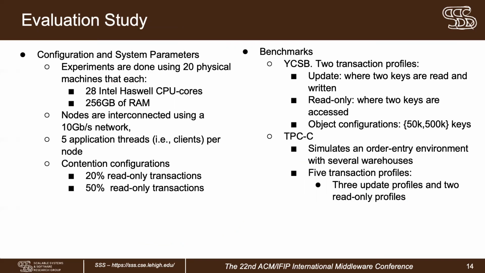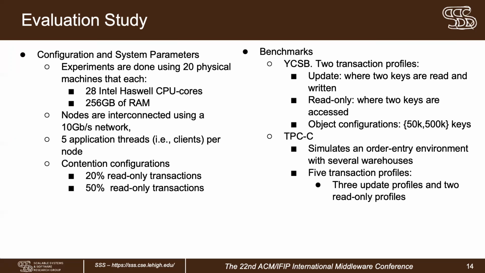Here we show our evaluation studies. Our experiments are done using 20 physical machines. Each machine has 28 Intel Haswell CPU cores and 256 GB of RAM. Nodes are interconnected using a 10 GB per second network, and in each node we have 5 client threads. We use 20% read-only workload and 50% read-only workload.